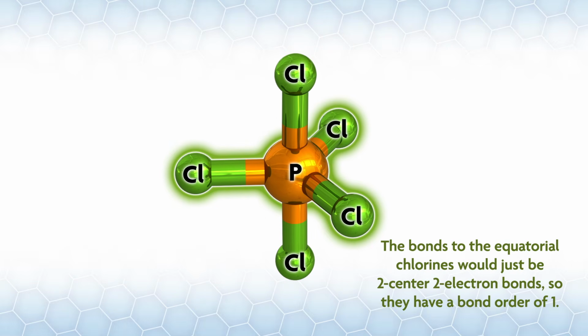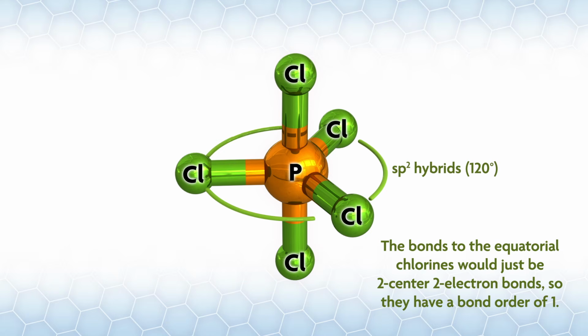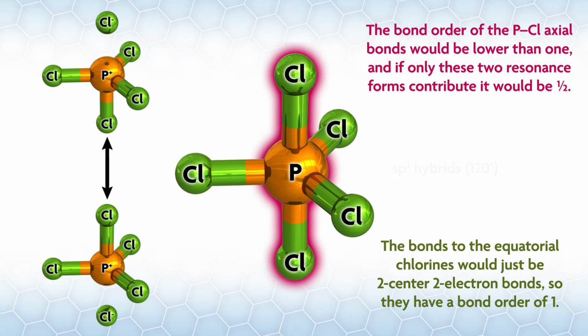Look at what happens. The phosphorus goes to an 8-electron species, a phosphonium. The bonds to the equatorial chlorines would just be 2-center 2-electron bonds, so they can have a bond order of 1. In fact, the phosphorus can use sp2 hybrids 120 degrees apart to form these bonds in the equatorial region, just like carbon in graphite. The bond order of the PCl axial bonds would be lower than 1, and if only these 2 resonance forms contribute, it would be 1/2.